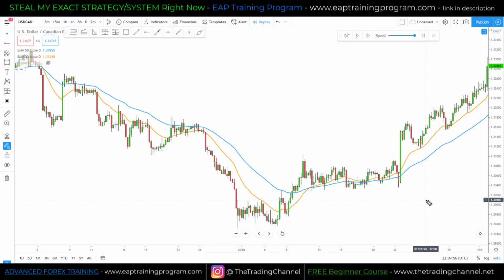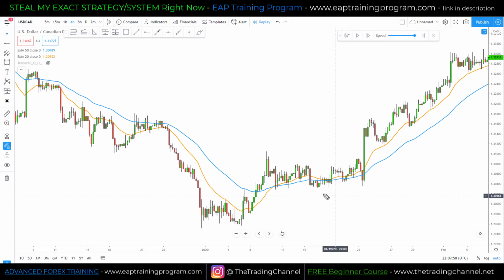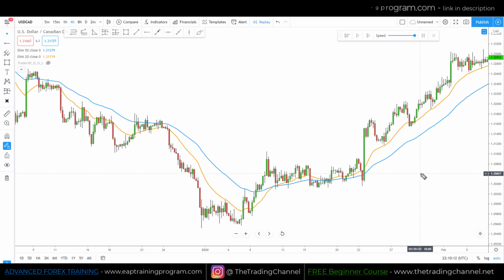It sounds extremely simple, but if you stick to that rule, I only trade pullbacks in the upward direction when the orange line's above the blue line or the 20 is above the 50, and I only trade breakouts when the 20 is above the 50. You'd be surprised at how much more accurate your trend trades will become.